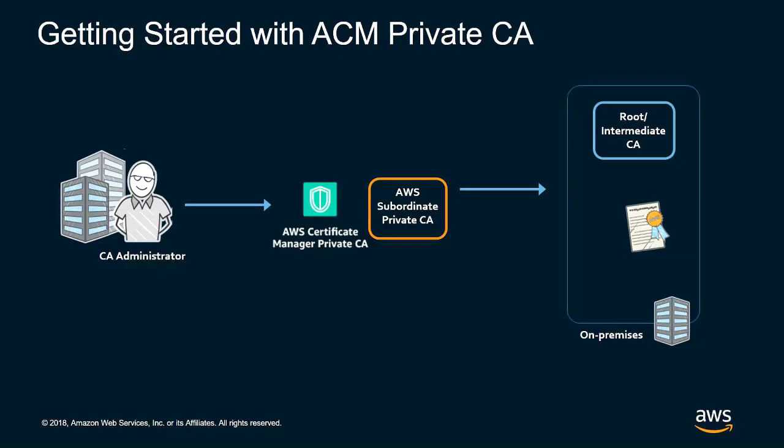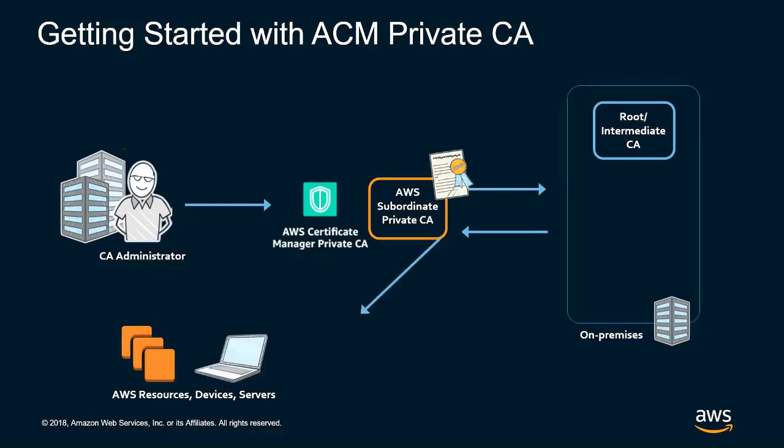So once you have this certificate signing request, you take it to your root or intermediate CA, and you issue a certificate that essentially allows the subordinate, the private CA, to issue certificates that are trusted in your environment and that chain up to your existing root or intermediate CA. You take that certificate back to your private CA and import it, and that essentially activates the private CA and allows it to start issuing certificates that are trusted in your environment.